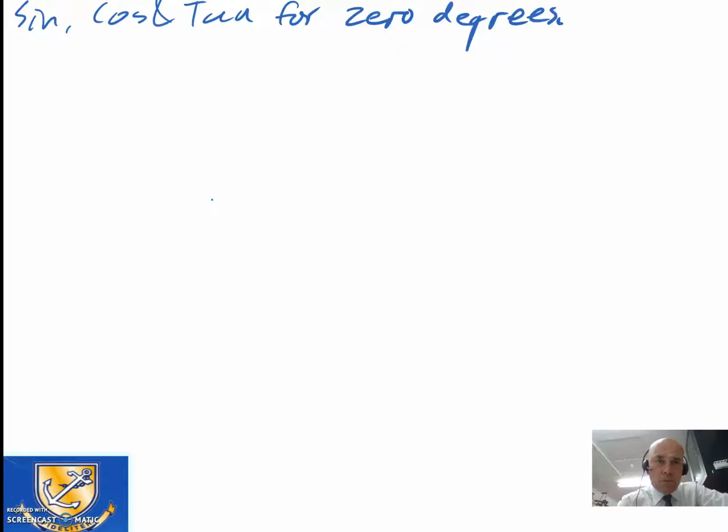Kia ora, hello. One or two of my students have asked me how I can help them find their way through finding sine, cos and tan for some of the key angles that are used in physics. I'm going to be looking at 0, 30, 45, 60 and 90, starting with 0.